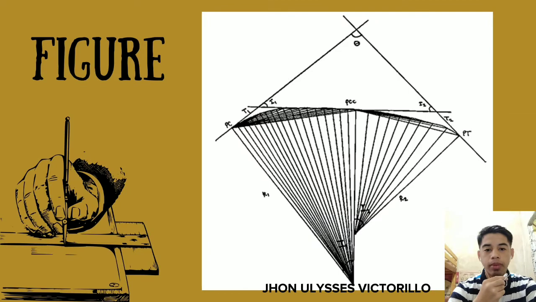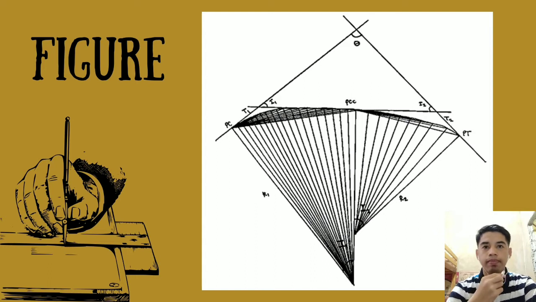As you can see in the figure, the compound curve is composed of two simple curves, one from the point of curvature or PC to the point of compound curvature or PCC, and the other from the PCC to the point of tangency or PT. According to our estimates, the first simple curve consists of 18 stations, whereas the second simple curve consists of 7 stations. All these stations from station 1 to 25, including the PCC, are separated by 20 meters. On the other hand, the distances from the PC to station 1 and from station 25 to PT are less than 20 meters.